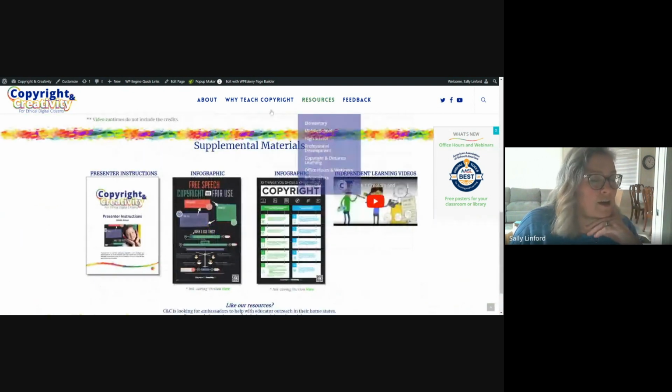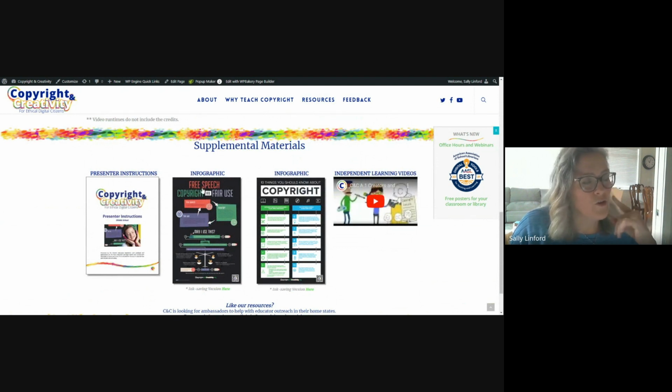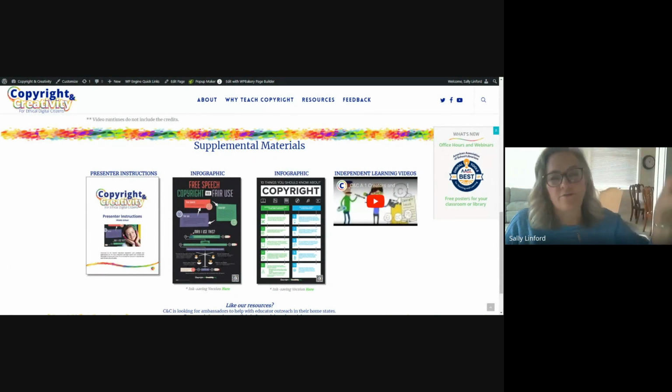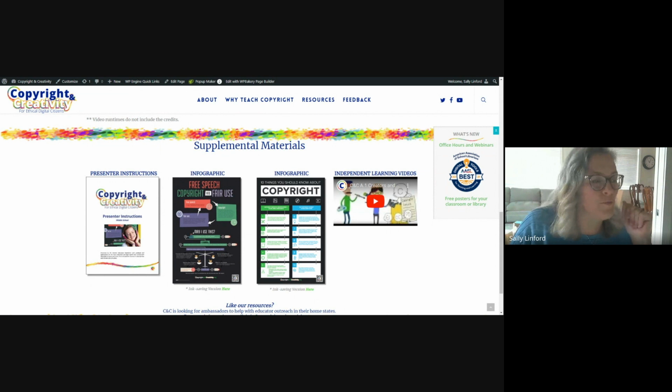Down in the supplemental materials, we have presenter instructions, these 2 infographics. This free speech infographic I just love because it shows you the connection between copyright and free speech and fair use, and how they feed each other to produce more and more creativity. Then it goes through this little flow chart of, can I use this? Is it old enough to be in the public domain? Yes, then use it. No, and all the way down to the 4-factor test. And I really love that infographic.